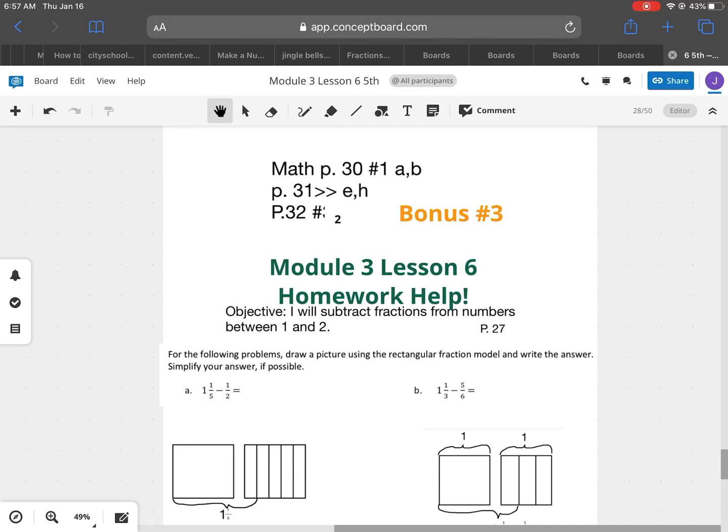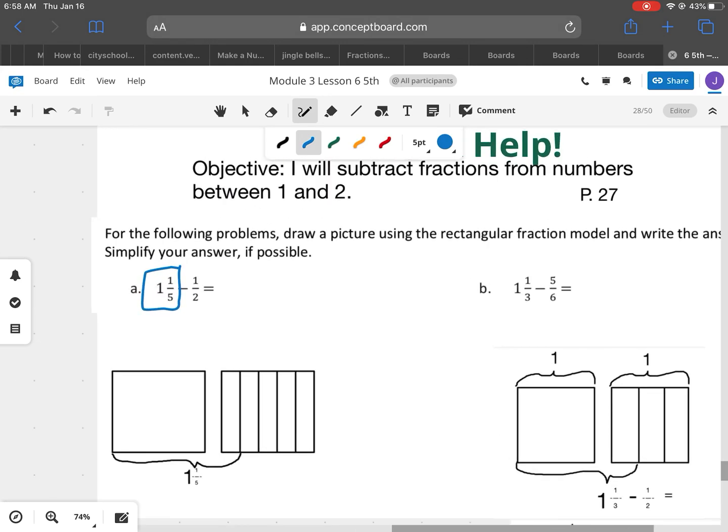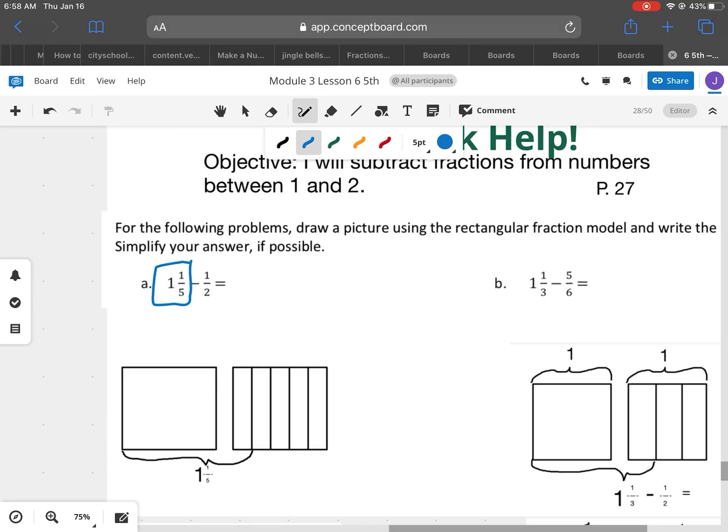All right, so this time we are only going to create the first mixed fraction. We are not going to worry about the second one per se of drawing it, but we are going to draw the first one. So right here I have 1 1/5 shown. Now we have one whole here because this is one whole, and then this part here is the 1/5. Okay, hopefully you can see that.